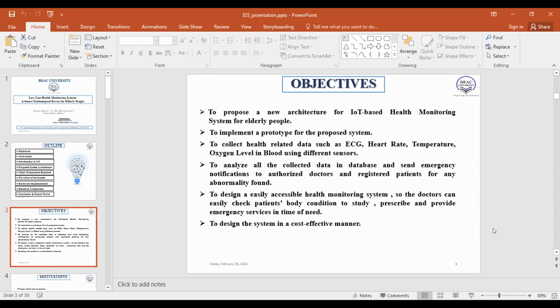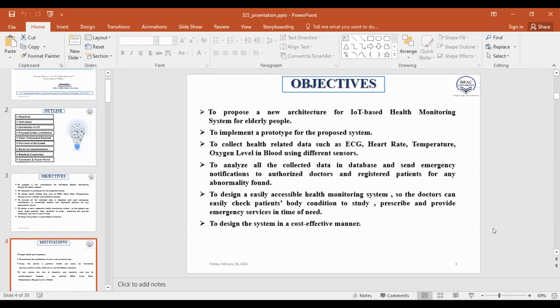Then, to analyze all the collected data in a database and send emergency notifications to authorized doctors and registered patients for any abnormalities found. To design an easily accessible health monitoring system so the doctors can check patients' body condition to study, prescribe, and provide emergency email in time of need, and to design the system in a cost-effective manner.